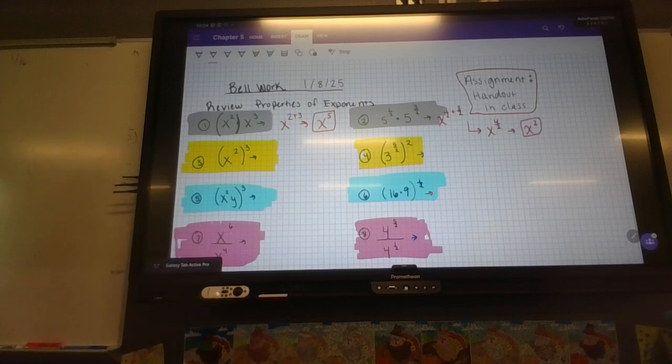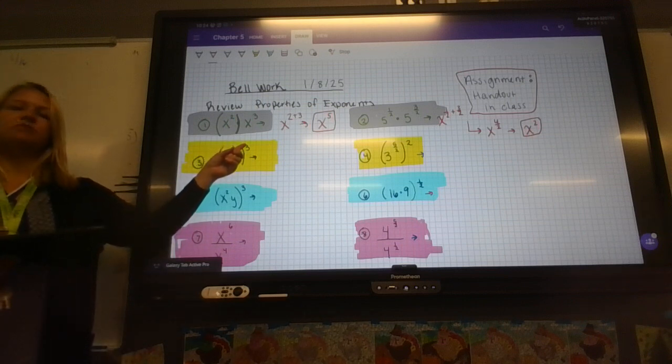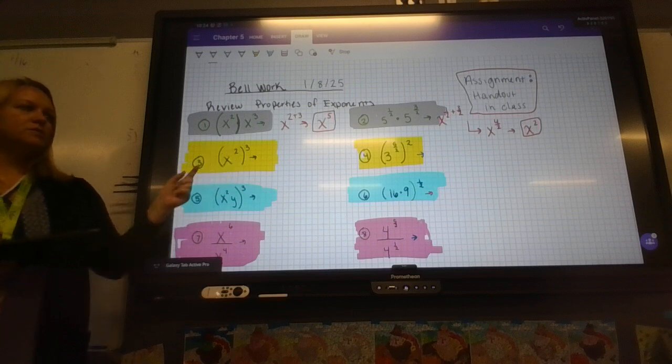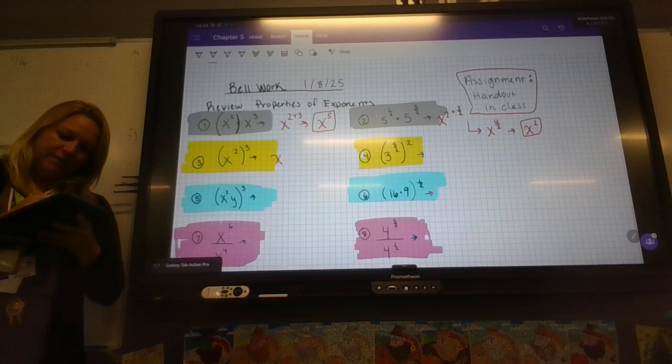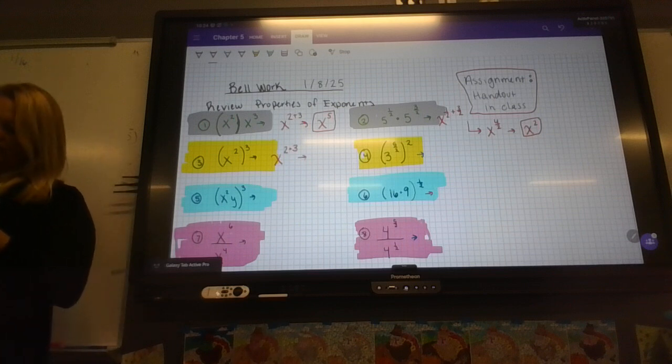Very good. Number 3, this is the power property, an exponent raised to another exponent. It's different because you don't see the base repeated. It's just exponent to an exponent. So of course it has a different operation. It's not adding this time. We're multiplying the exponents to get x to the 6.